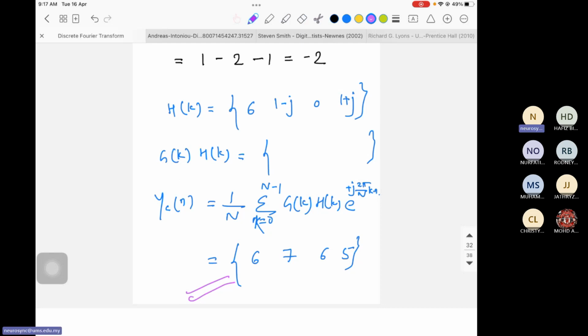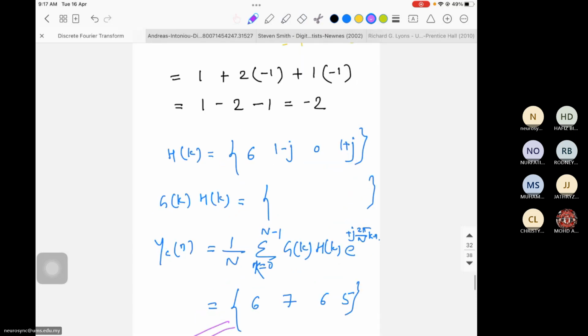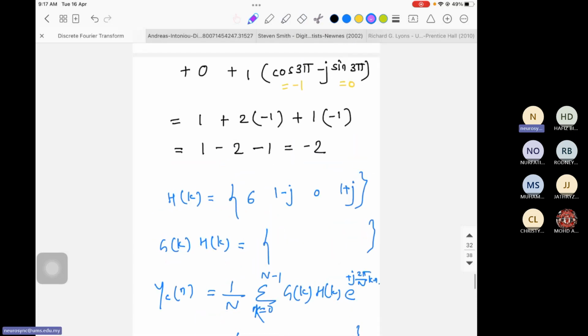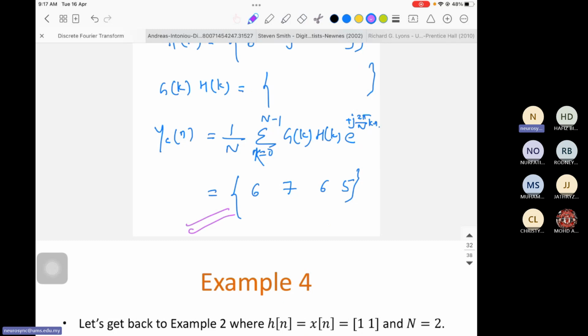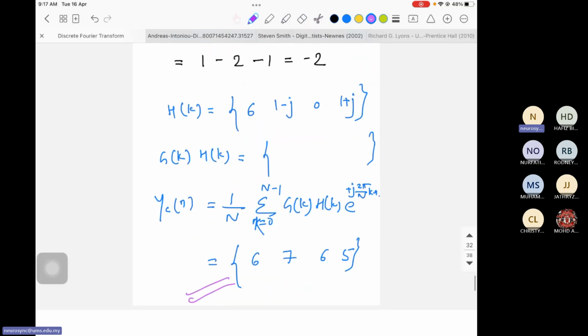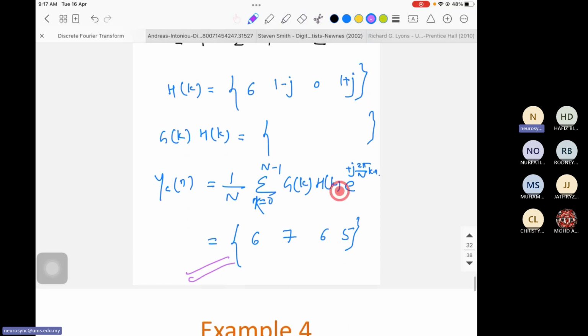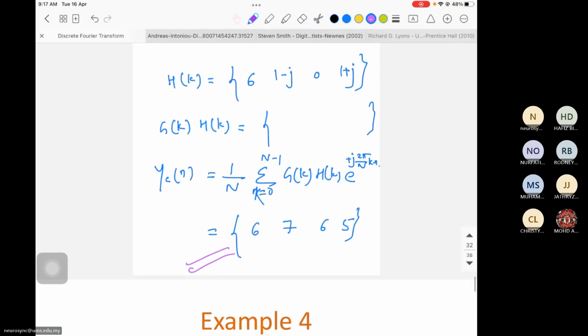Okay, so we will stop here today for this tutorial. So this is very important example. Okay, so please do practice. Cross check your answer with this. I have already given the answer. H of k answer is this, and when you calculate this g of k, h of k, it is simple. Only need to multiply this, and then if you do the inverse of this, you should get this answer.